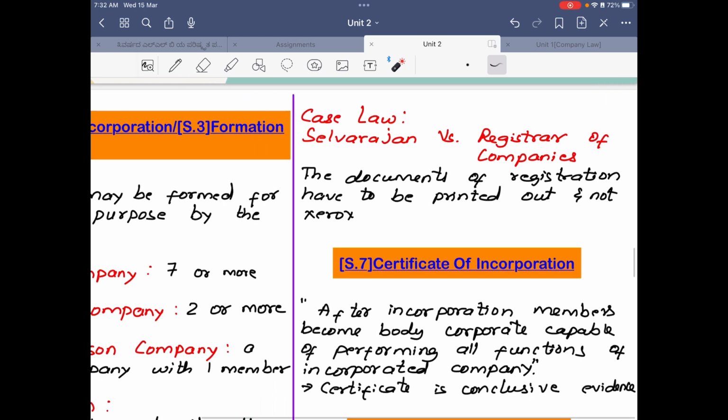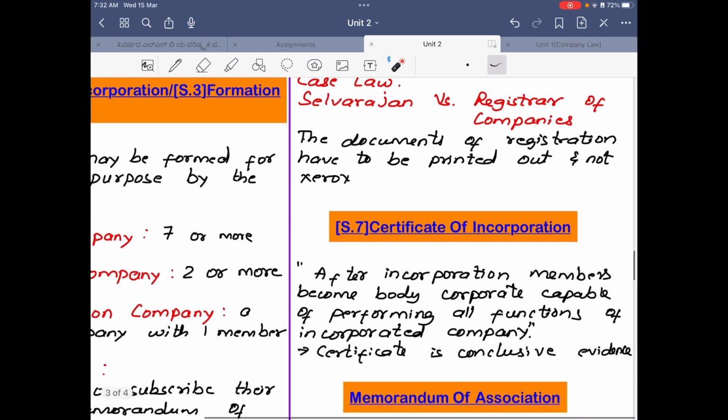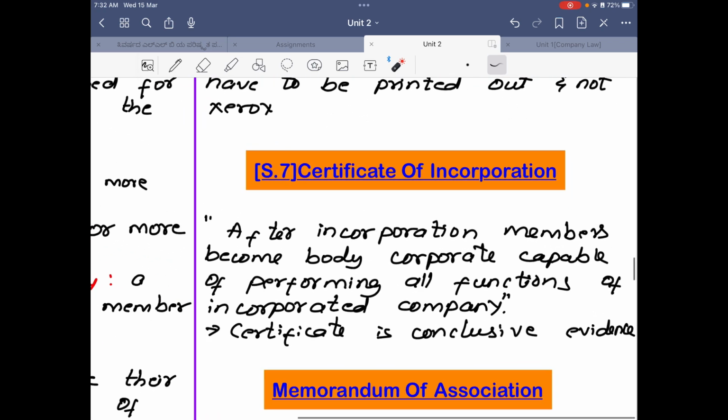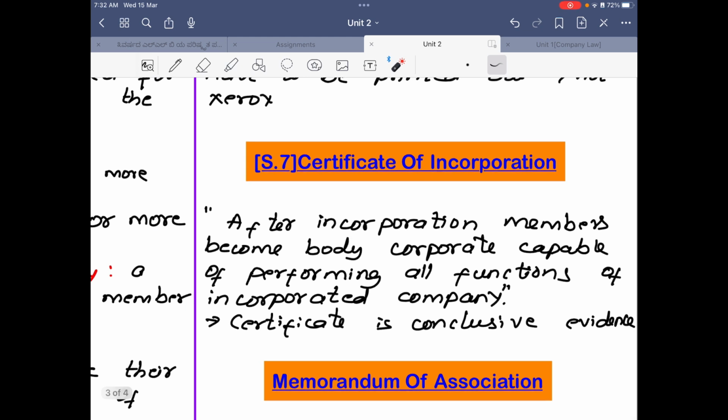Case law: Selvarajan versus Registrar of Companies. Documents of registration have to be printed out and not Xeroxed. Certificate of incorporation: after incorporation, members become a body corporate capable of performing all functions of an incorporated company. The certificate is conclusive evidence that they have been incorporated.